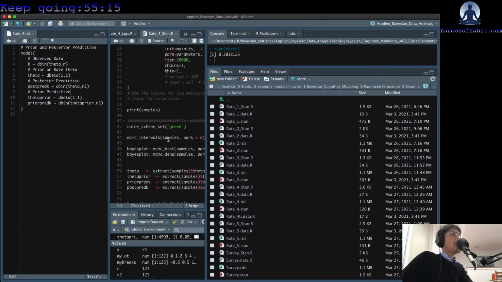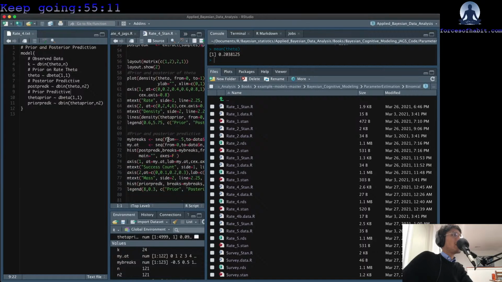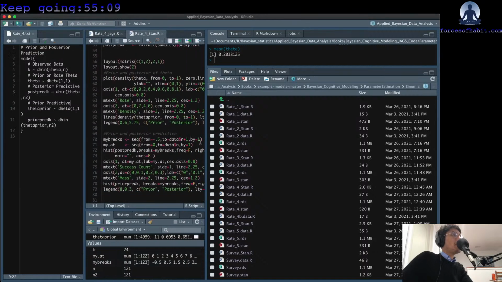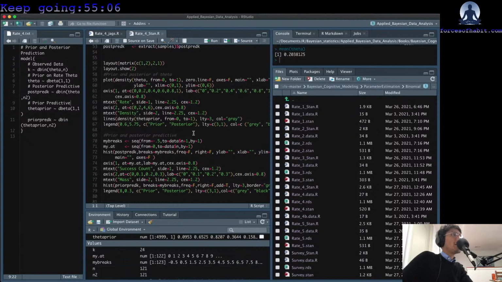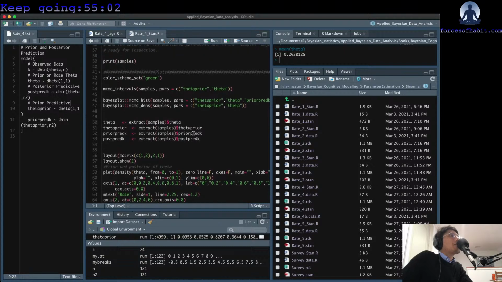This is the Stan code. So I like looking at the Stan code a lot. I'll probably do more of the Stan code. It takes a little longer to run sometimes. But as we get more complex problems, I think that becomes less of a problem.